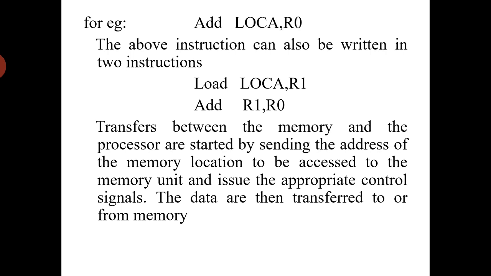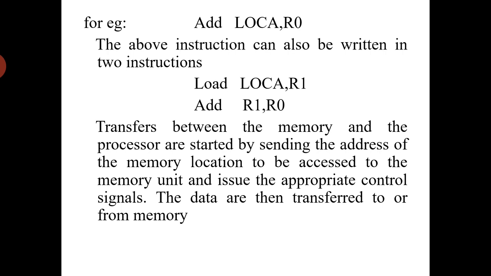It just transfers the data which is present in the source to the destination. Okay, load location A comma R1. Here location A works as a source, R1 works as only destination. The data which is present in location A is transferred to R1.